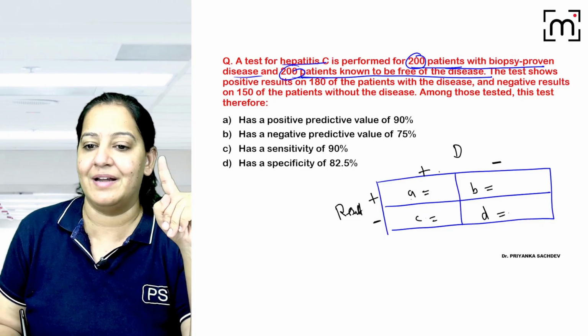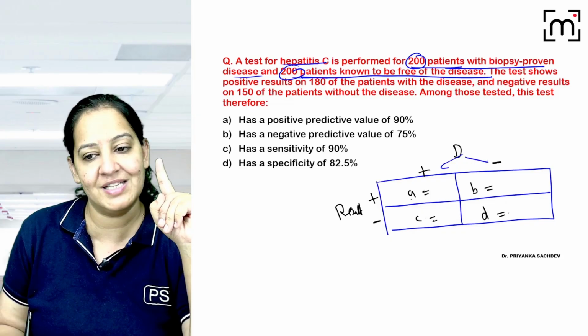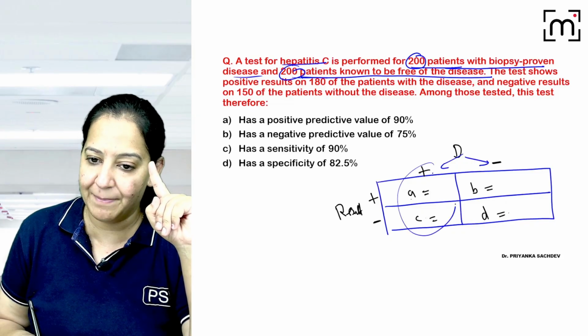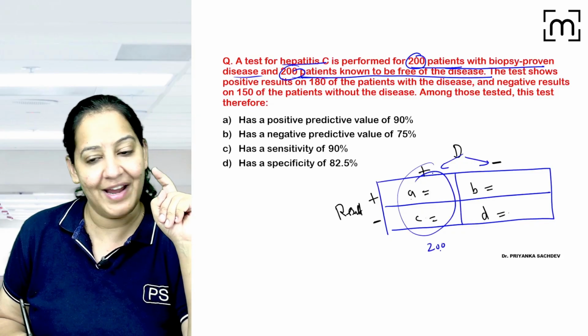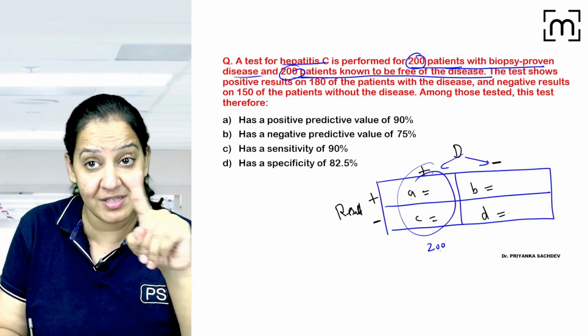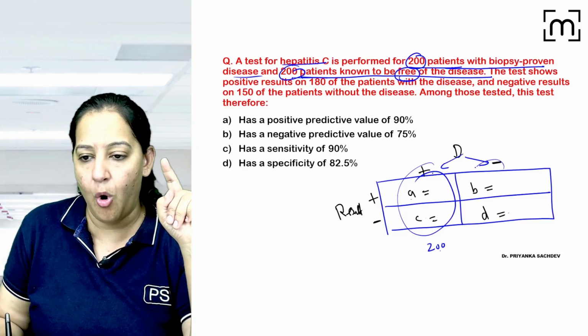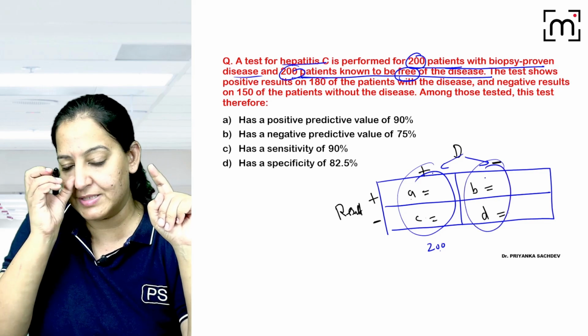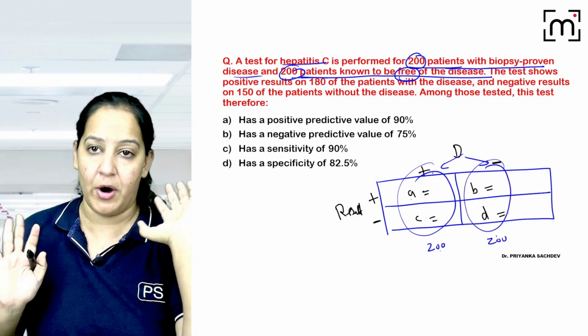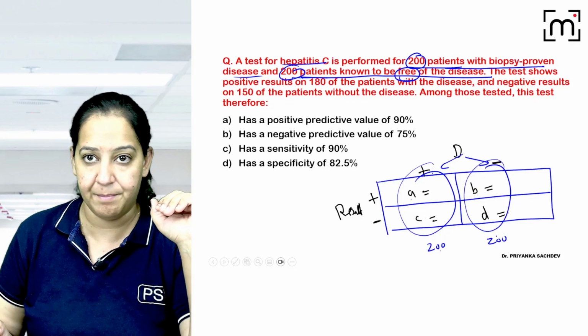So disease present in whom? Disease absent in whom? Disease present in A plus C. So this is complete 200. In 200 disease is present, biopsy proven disease present in 200, and another 200 are free of disease. So all the persons who are free of disease, B plus D, it's also 200. So till now I got this information. Now read the question again and make it out.